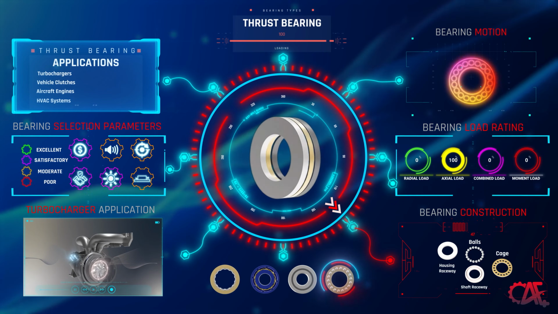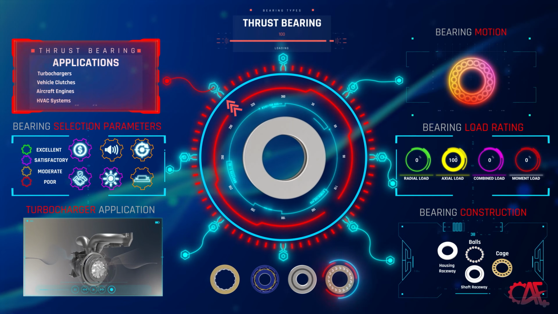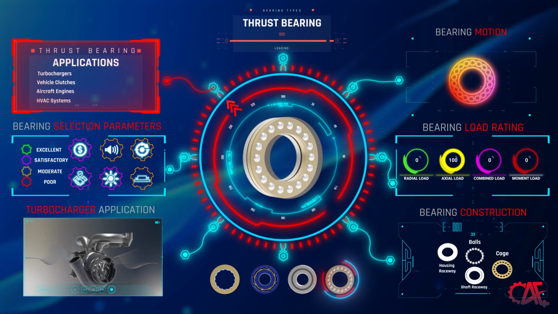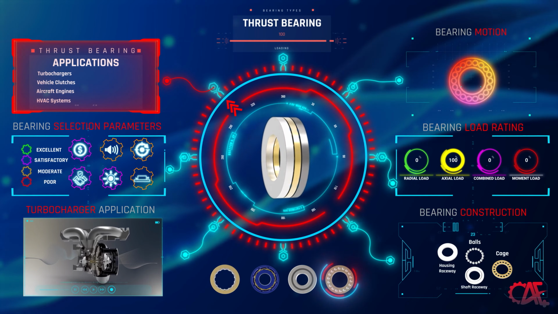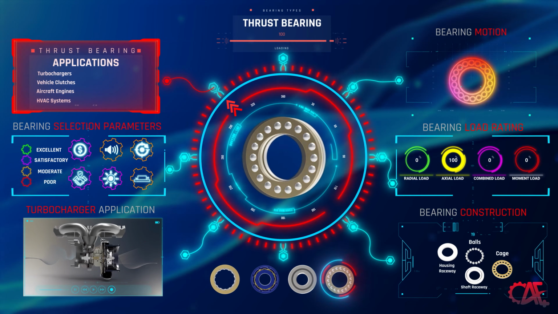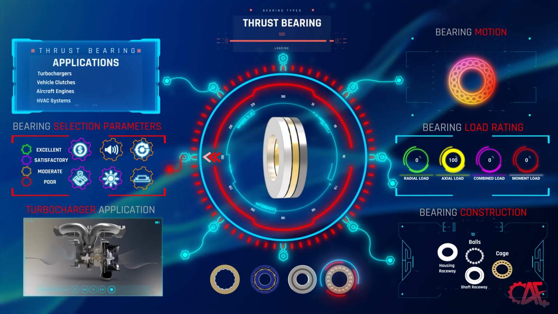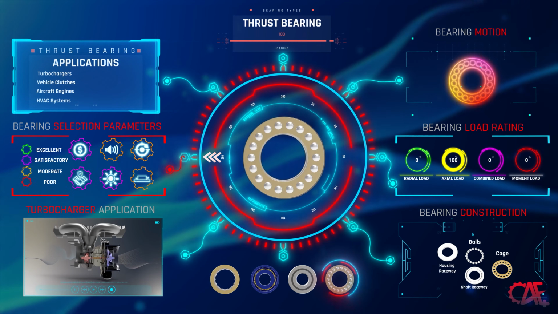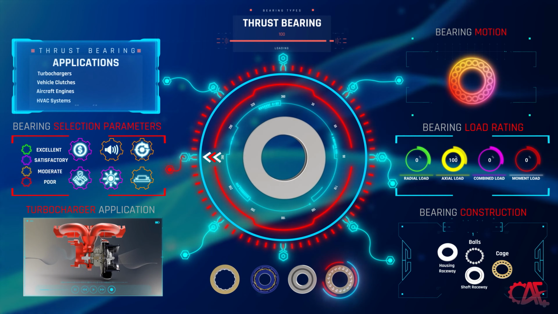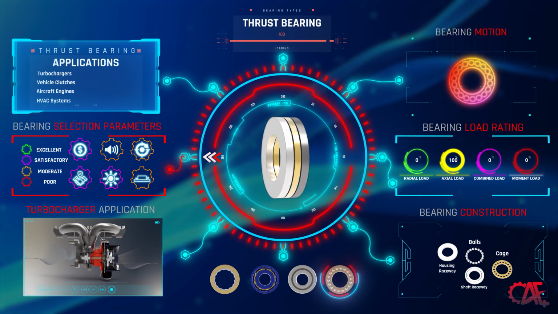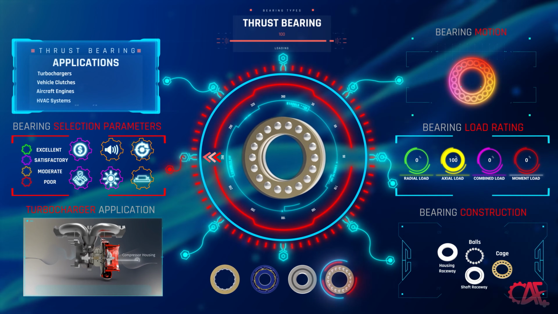Thrust bearings offer advantages such as their capacity to manage high axial loads and their compact design, making them a particularly great fit in confined spaces like turbochargers, vehicle clutches, aircraft engines, and HVAC systems. Regarding bearing selection parameters, they have satisfactory performance in cost effectiveness, reliability, and compactness. However, they rank moderately in terms of rotational accuracy, noise level, and handling friction torque.